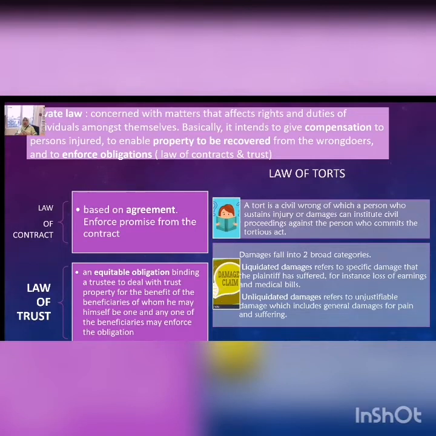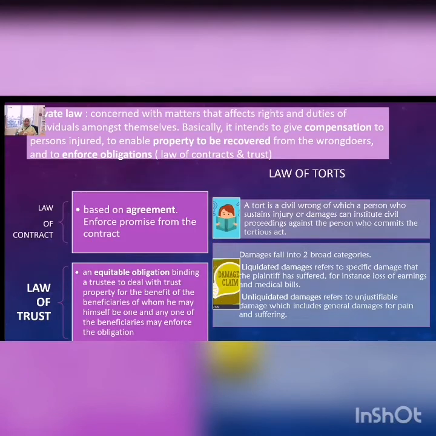In my case of tadi tu, siapa nama tu, Mia, where she had fallen at Giant, she can claim from the cleaning service and also from Giant under the law of torts for her personal injury. Okay, so she can claim for damages. First, we have liquidated damages, and the second one is unliquidated damages. Liquidated damages means it is a specific damage which the plaintiff has suffered. So, for example, the medical bill that she had undergone, and also the cost of the ambulance and everything lah.